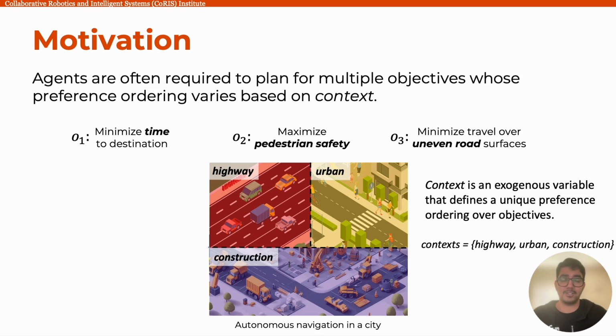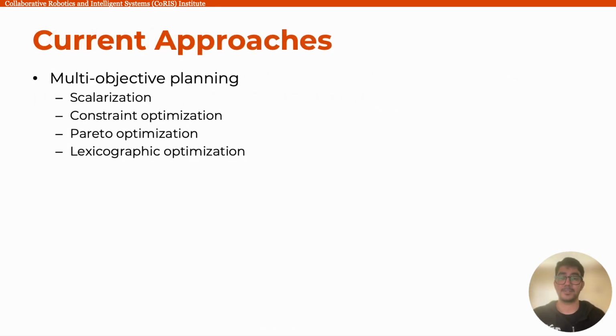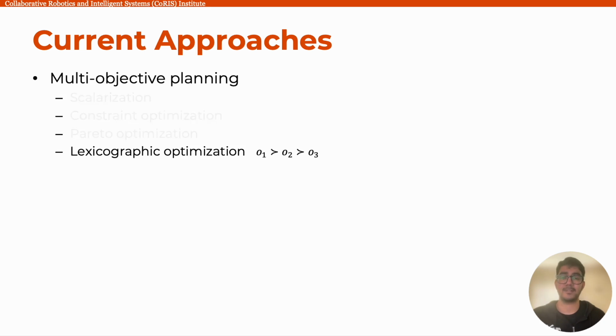Given that an agent can encounter such scenarios in real life, how to plan for such settings with coexisting preferences is our motivation. Among multiple approaches to multi-objective planning, we use lexicographic optimization, where the preferences are indicated by an ordering over the objectives, showing priority, because it is intuitive, scalable, and guarantees a solution.